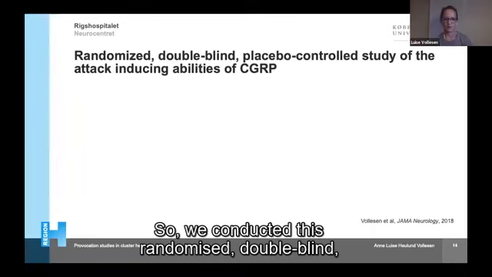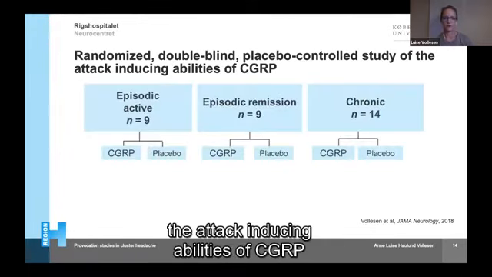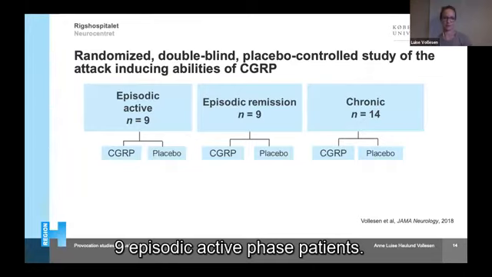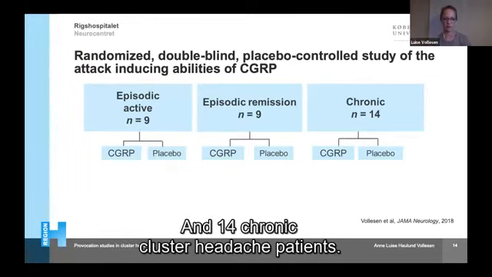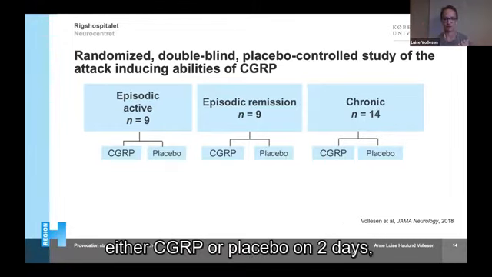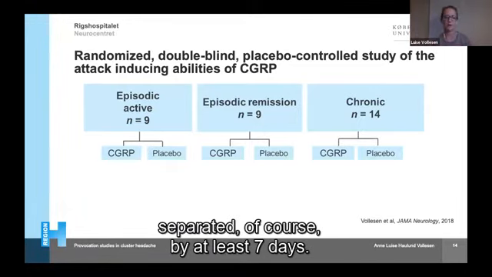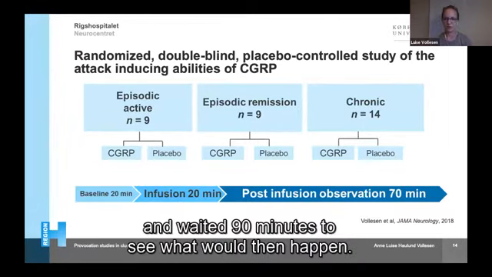So we conducted this randomized double-blind placebo-controlled study of the attack-inducing abilities of CGRP, and we recruited 32 patients, 9 episodic active phase patients, 9 remission phase patients, and 14 chronic cluster headache patients. And then they were randomly allocated to receive either CGRP or placebo on 2 days, separated, of course, by at least 7 days. And then we basically gave them the infusion and waited 90 minutes to see what would then happen.